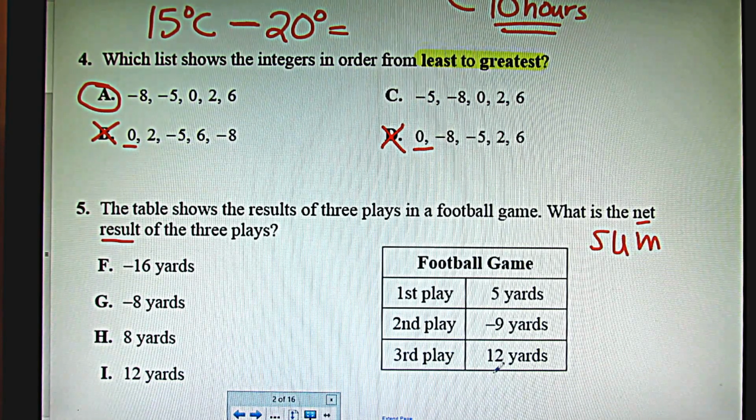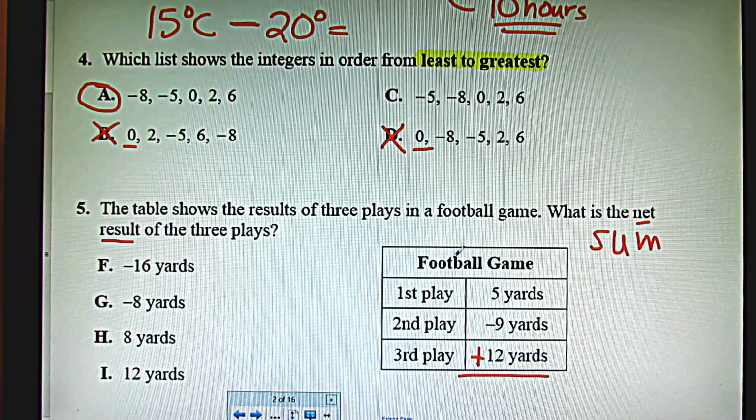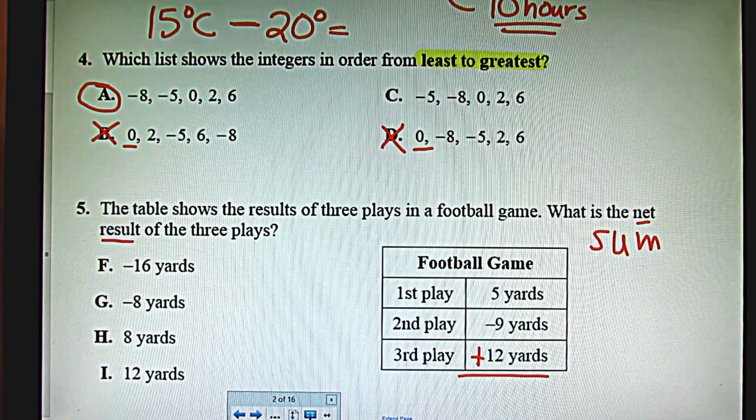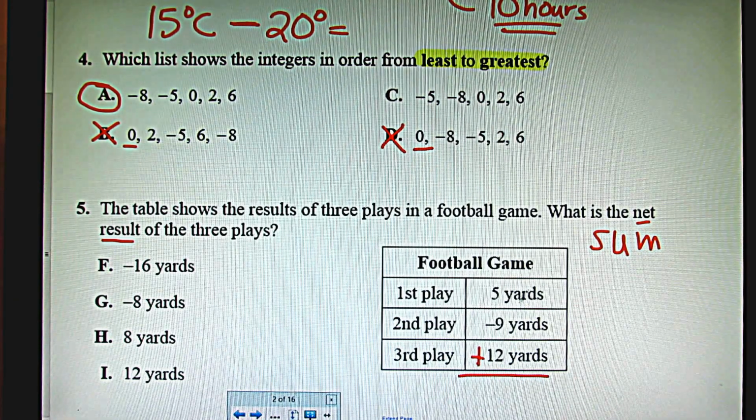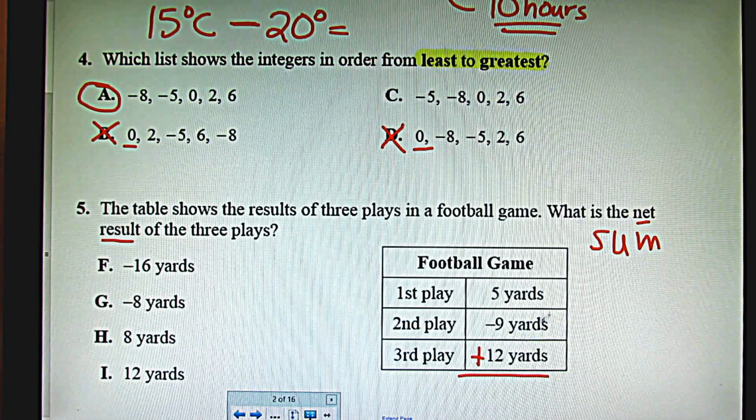So all I'm really going to do with these guys is add them up. And again, your calculator can add these for you. What I would do if I didn't have a calculator is add the positive numbers first and then worry about the negative number.